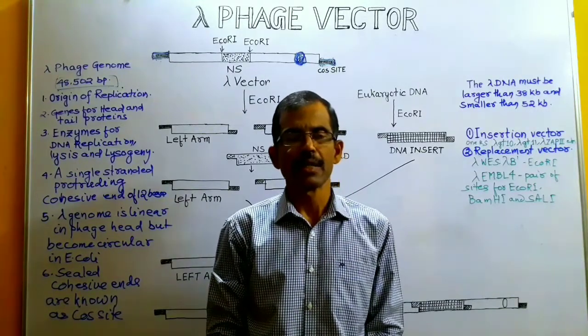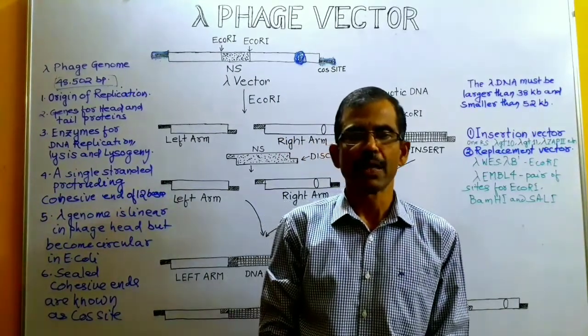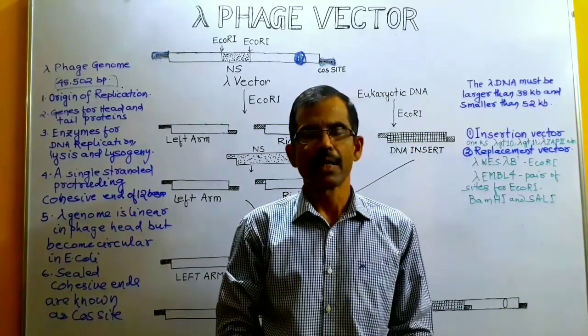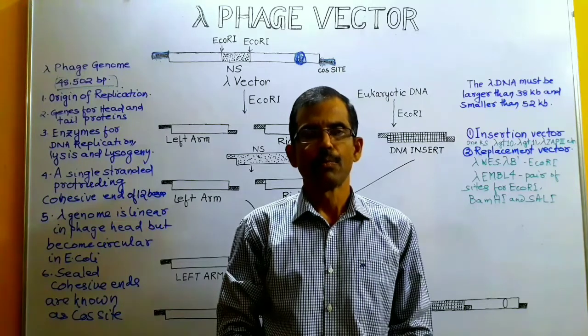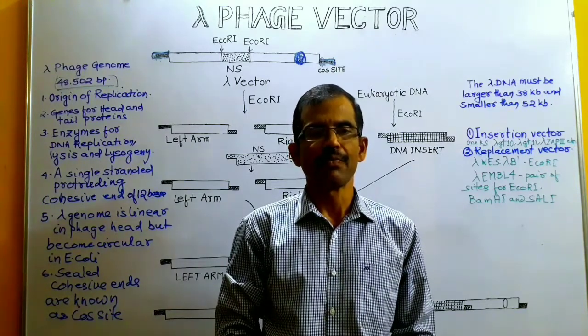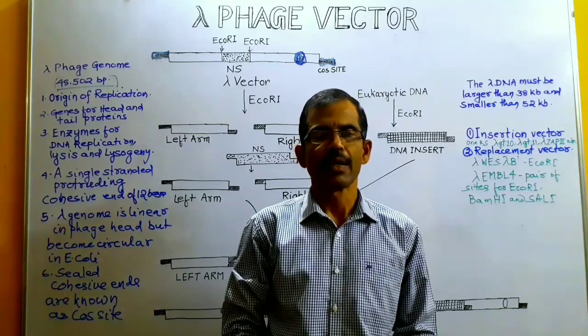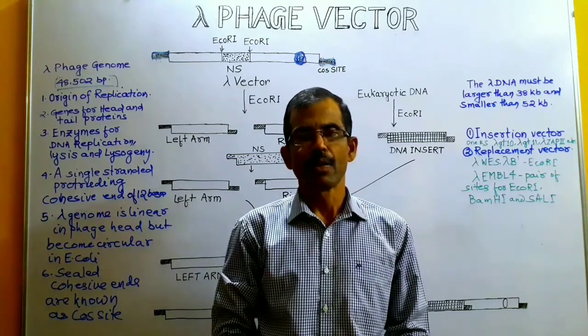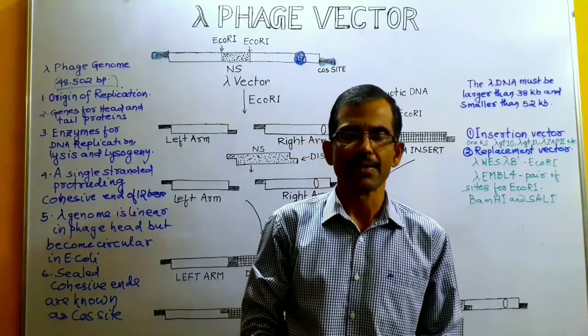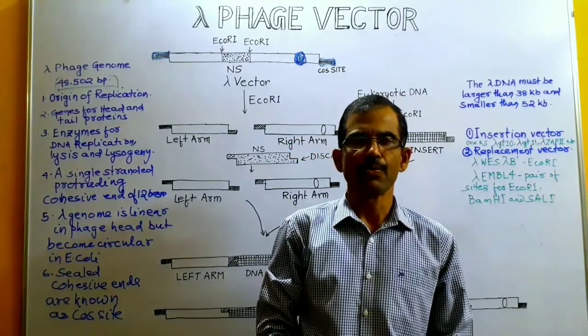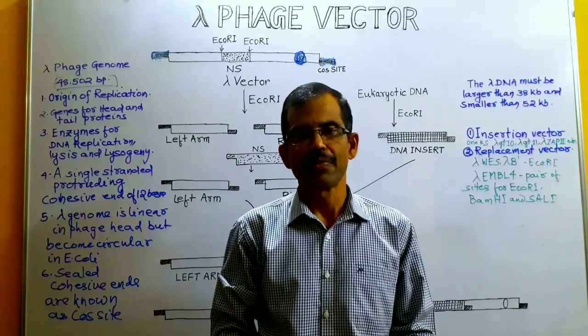Today we shall discuss about bacteriophage vector. The virus that attacks bacteria is known as bacteriophage. Most of the bacteriophages infect the bacterial cell and cause its lysis, and also there is release of newly formed phage particles. Such type of bacteriophage is known as lytic phage.